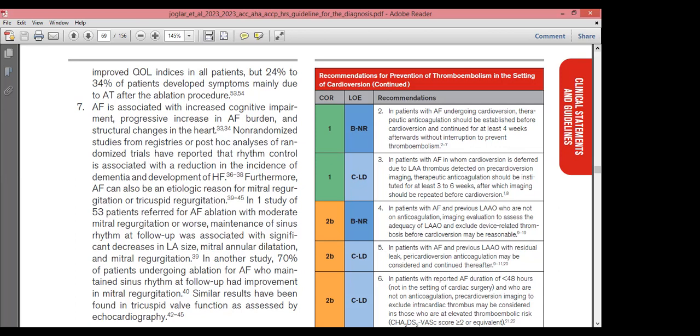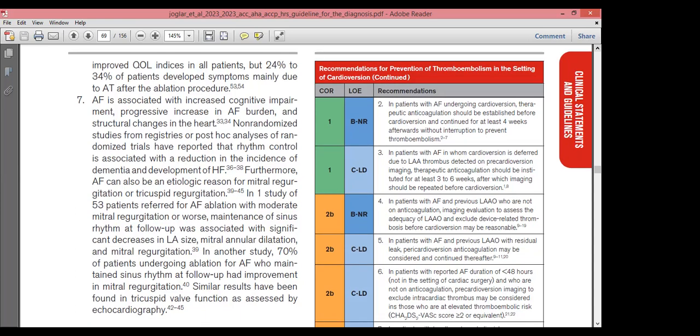transesophageal echo to see a thrombus in the left atrial appendage. So you stop the cardioversion, you give anticoagulants for 3 to 6 weeks, then you now look back using the transesophageal echo before you cardiovert.